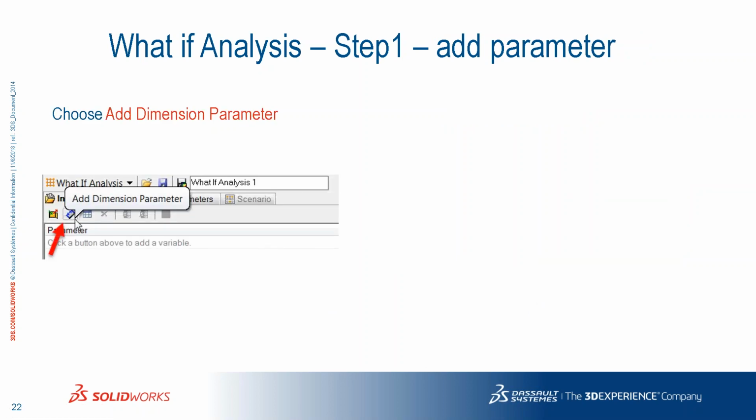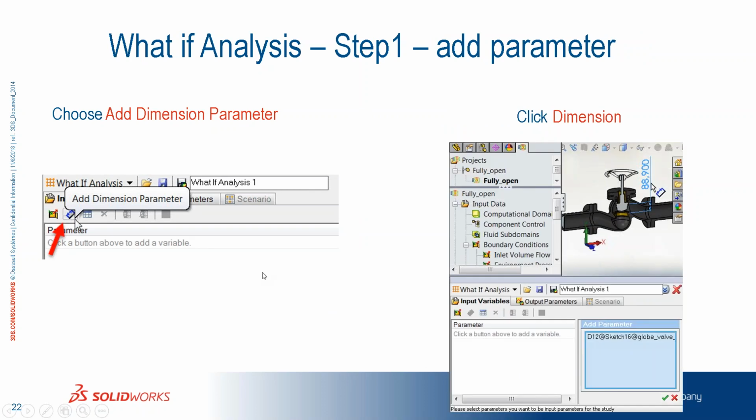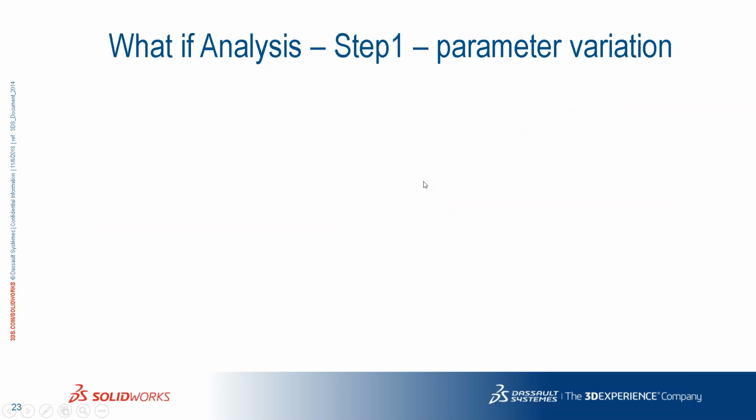So you choose the icon add dimension parameter. The other icon is when you want to vary boundary conditions. Then you click on the dimension to capture it. In this case, it's the opening dimension of the valve.